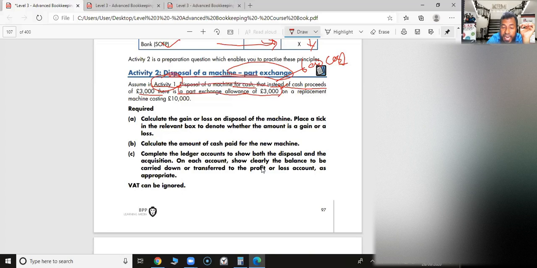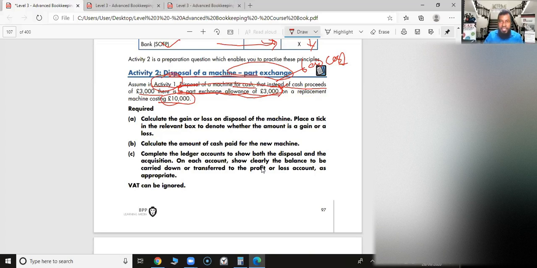Exchange allowance. What do you mean by allowance? Exchange allowance means the money value of the asset was considered to be £3,000. Let's assume this is my old asset. I gave it to the person, Apple company, and I got a new one, a nice, bigger, more expensive one, worth £10,000. I got an asset worth £10,000 coming into my business.